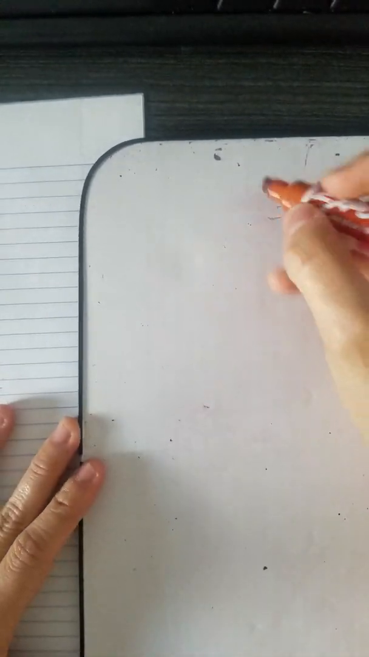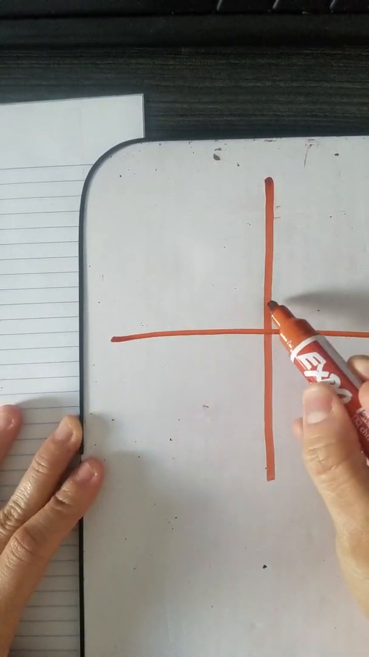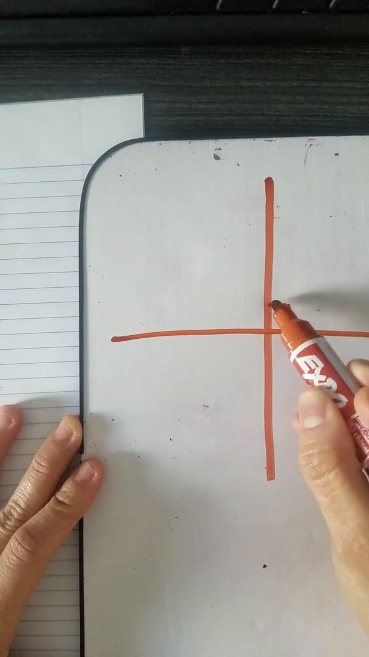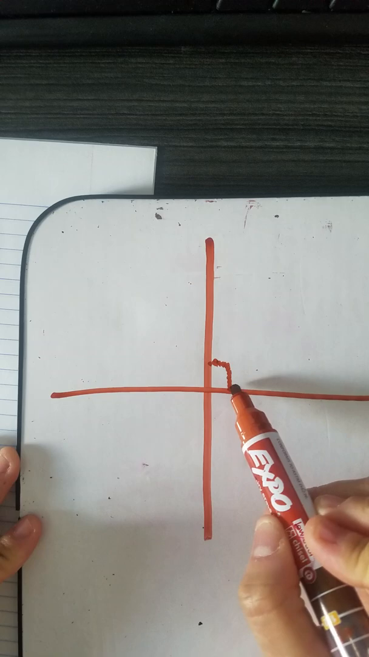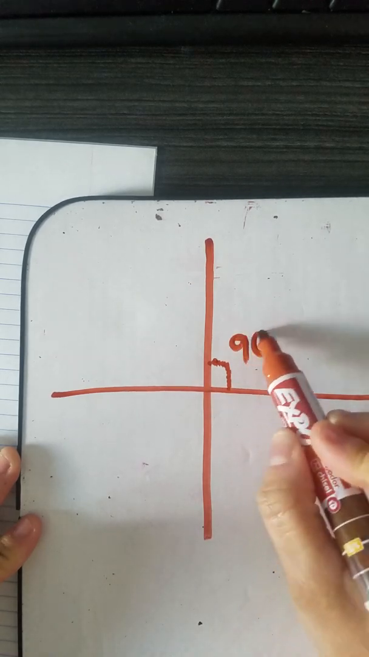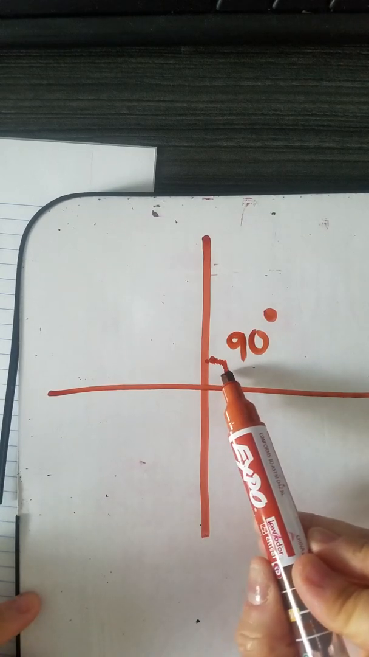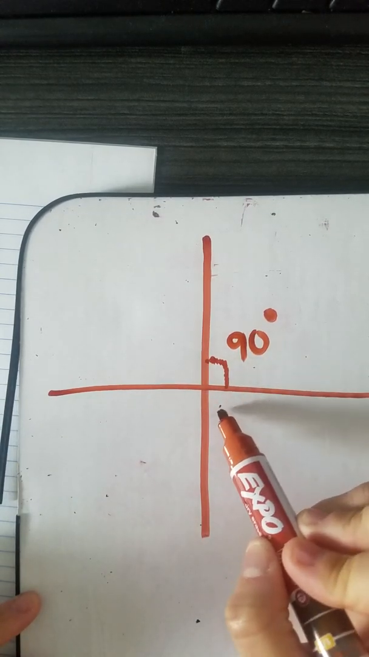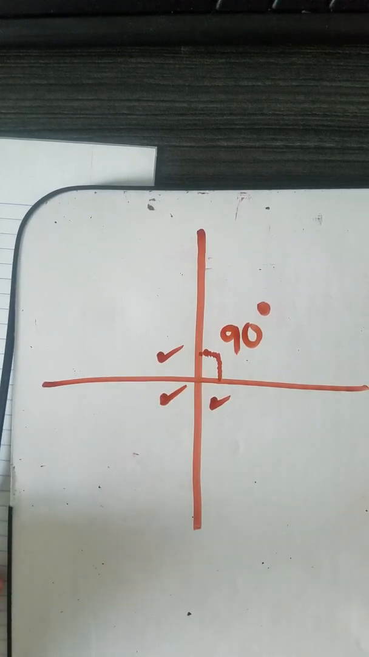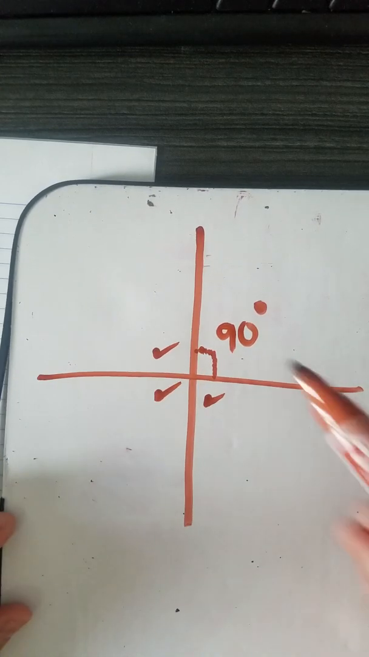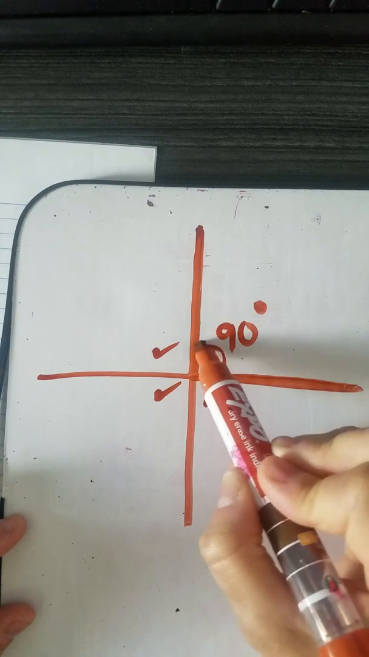Now, looking at angles very carefully. Whenever you see this little box like that, even if it doesn't tell you that it is 90 degrees, you need to know that this is a 90-degree angle. Now, if this is a 90-degree angle, then this one is going to be 90 degrees, this one is going to be 90 degrees, and this one is going to be 90 degrees. So this is called a right angle, and it is 90 degrees.